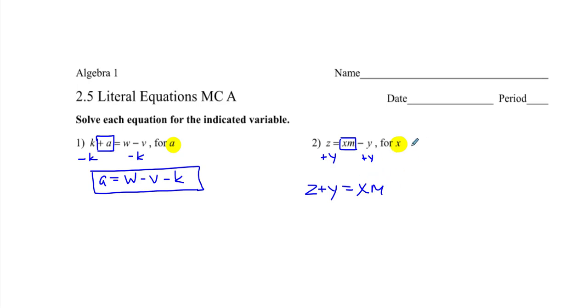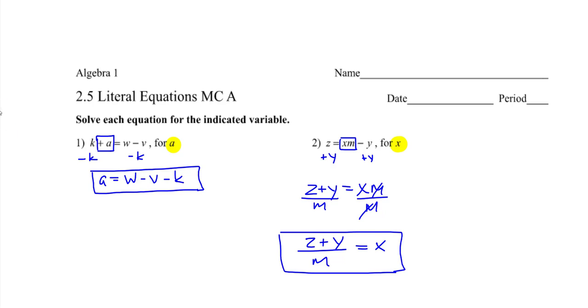Okay, now these two are multiplying. The opposite of multiplying is dividing. So if I'm keeping the x, I'm dividing by the m. So I divide both sides by m. Here I got z plus y over m is equal to, m and m go away. I'm left with just the x. So now x is completely by itself.